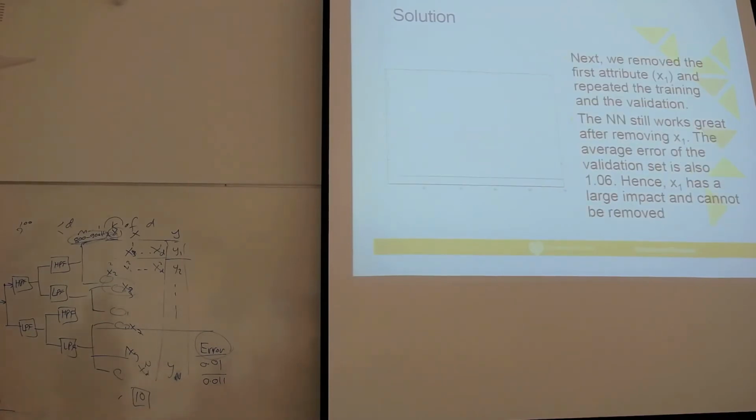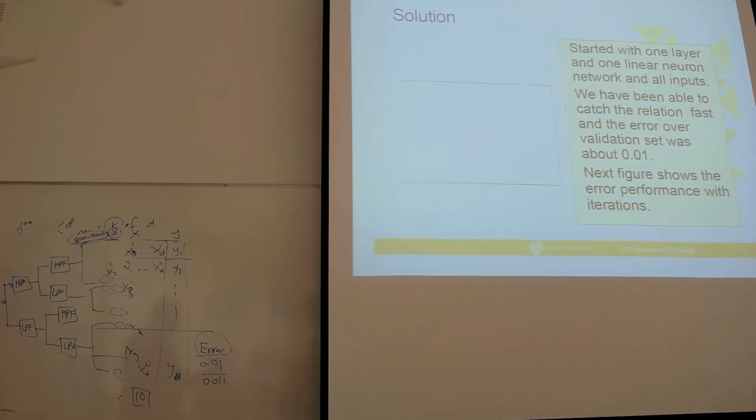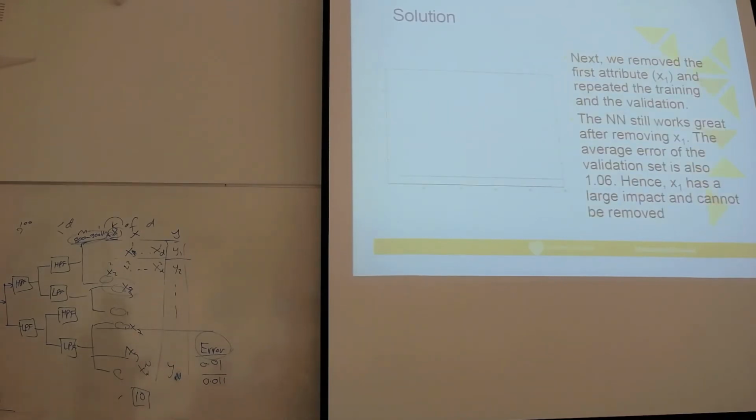Okay. Now, what I did, I just removed x1. So I removed x1 from the training, and I repeated the same training again. However, the average error over the validation becomes 1.06. So it is about 100 times the average error if I include all data. So this means that x1 is critical and cannot be removed. And this was the error during the training.